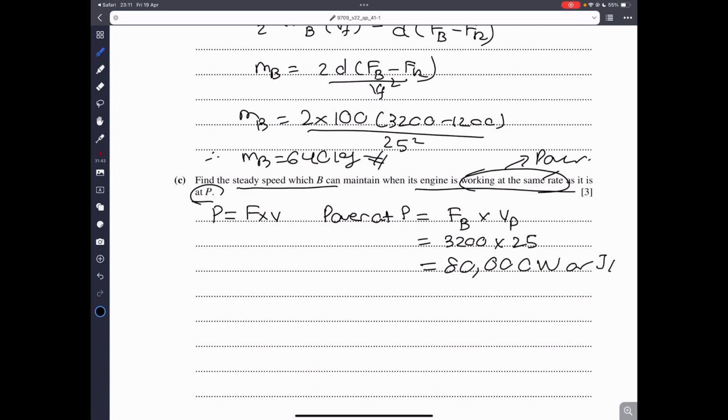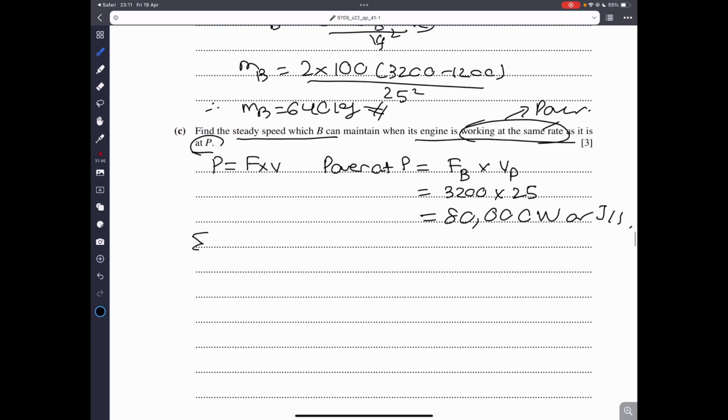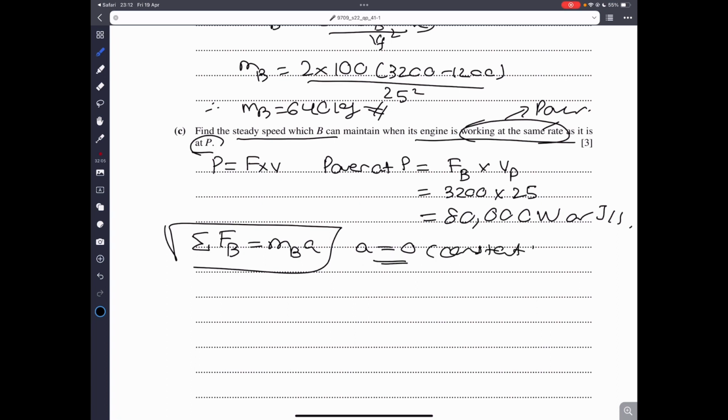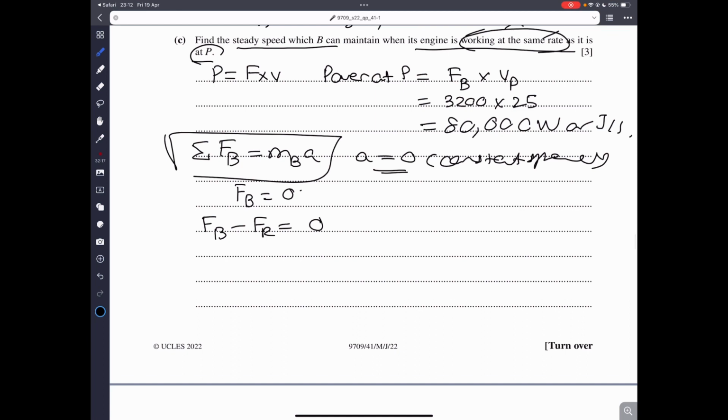Or joules per second. So we can write the summation of F equal to m a, because according to Newton's second law, F equals ma. The forces have to be equal because a is equal to 0, right? The acceleration is 0 at that point, because it is a constant speed. Therefore, there will be no resultant force, so Fb minus Fr equals 0.